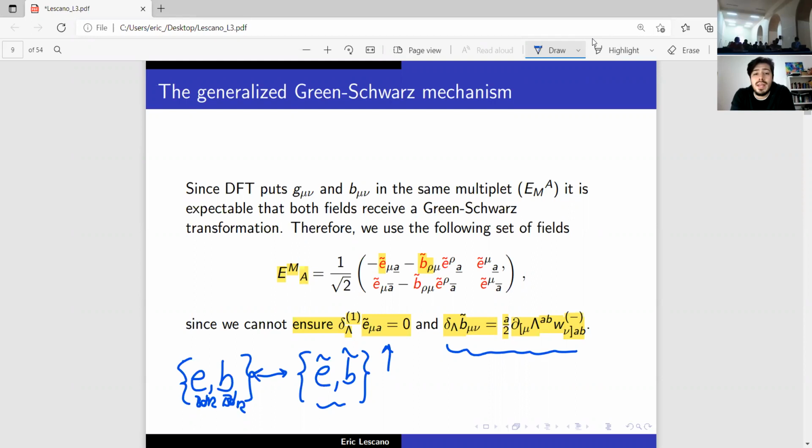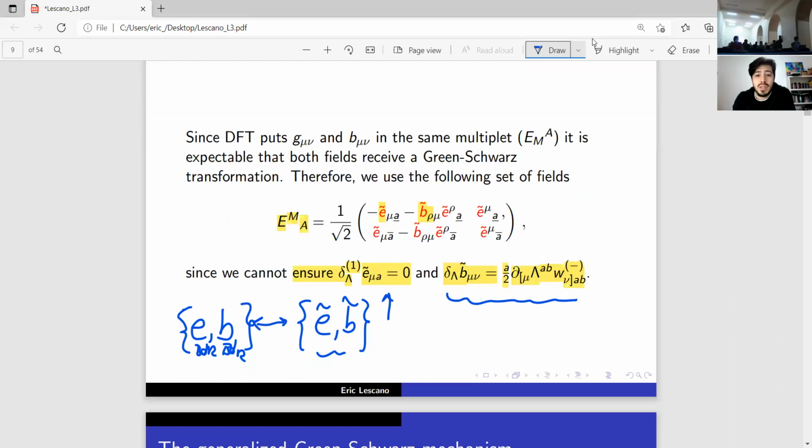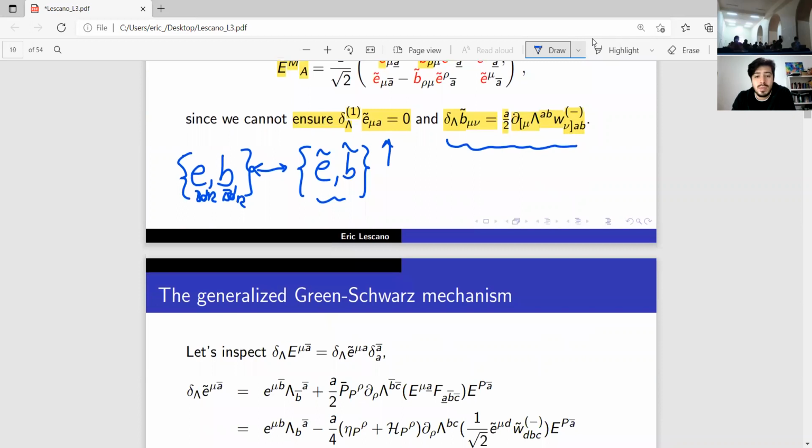So the surest way to perform the construction is to define these tilde fields and then check if we need non-covariant field redefinitions. That's the reason why we start by considering this new set of fields. Our parameterization will be done with these tilde fields, E tilde and B tilde. At the end of the day, we want a Green-Schwarz mechanism only for the B field.